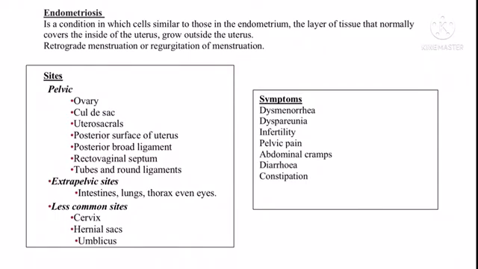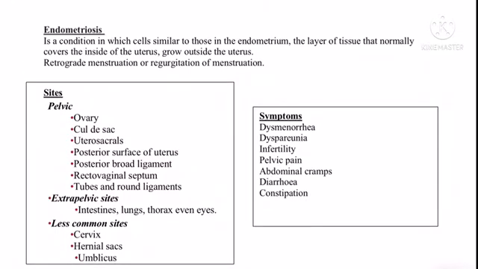So first of all, let's go for the definition of endometriosis. Endometriosis, we can say, is a condition in which cells similar to those in the endometrium, the layer of tissue that normally covers the inside of the uterus, grow outside the uterus. So we can say that endometriosis is a condition where we can find ectopic endometrial lining outside the uterus.